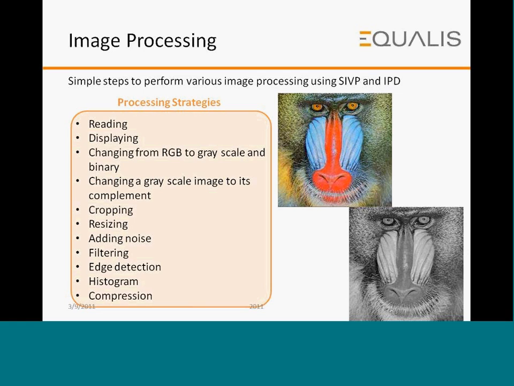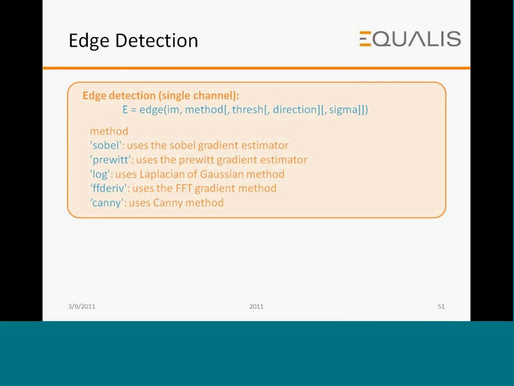So we have this baboon picture, and I'm going to show some magic we can do on this image using the image processing toolboxes in Scilab. What are some of the things that you want to do with images when you do computation? You want to read images, display them, change from color to grayscale or binary, and change a grayscale image to its complement. You want to do some cropping, resizing, add noise, filtering, edge detection, histogram, or get some image compression done. You can do all of this and more using Scilab.